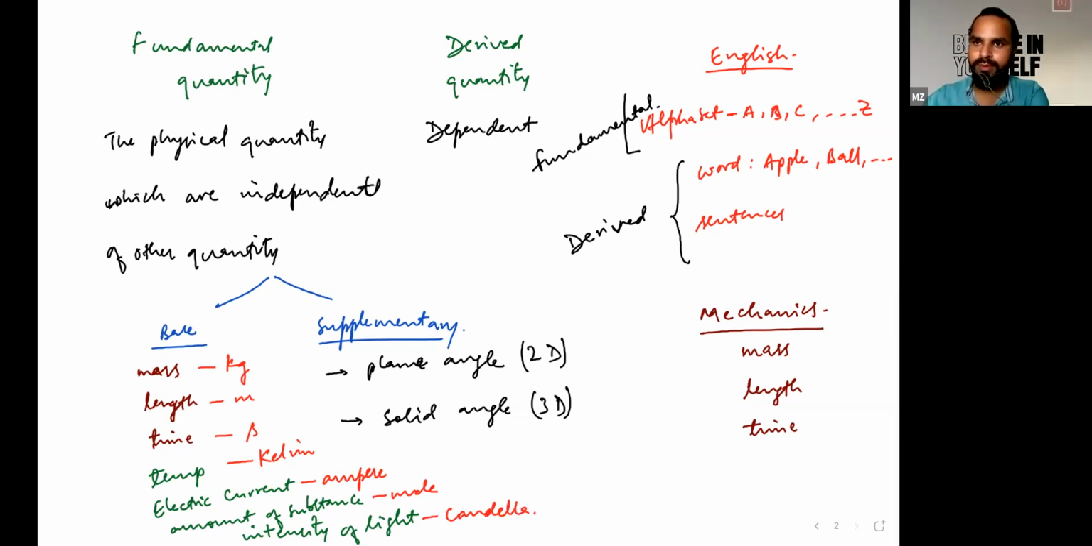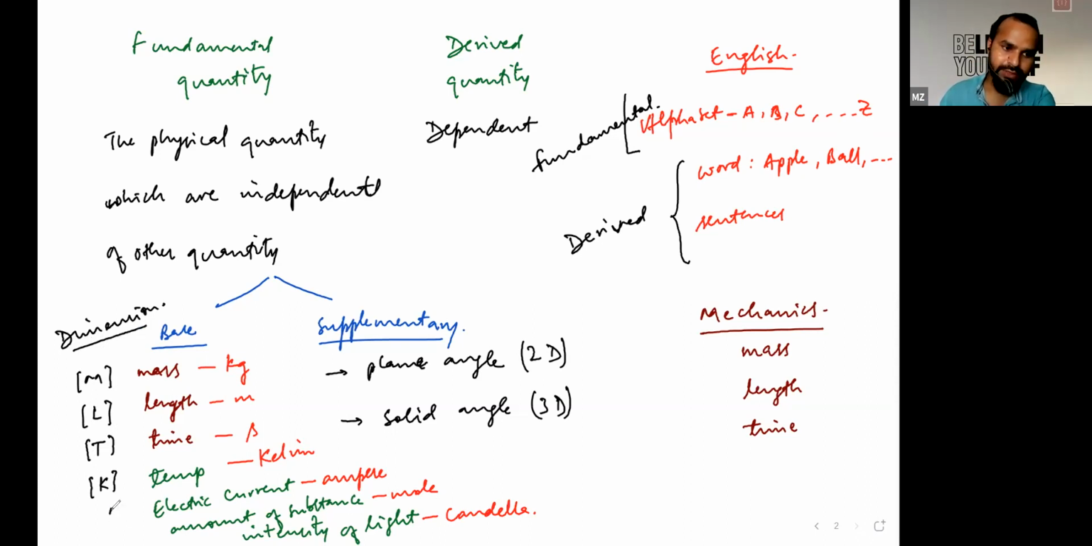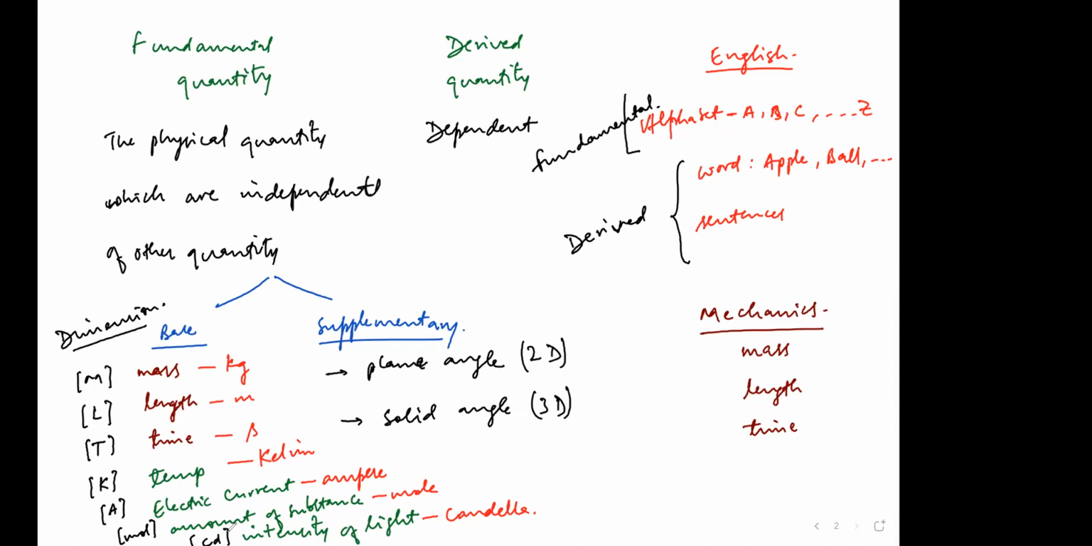Now for these base quantities, we define another term that is called dimension. I'll explain later what we mean by dimension. But in terms of dimension, mass is represented as capital M, length as capital L, time capital T, temperature capital K, electric current capital A, amount of substance mole, and intensity of light, as its SI unit is candela, so it would be C. Is it clear? Sir. Okay, just write it down.